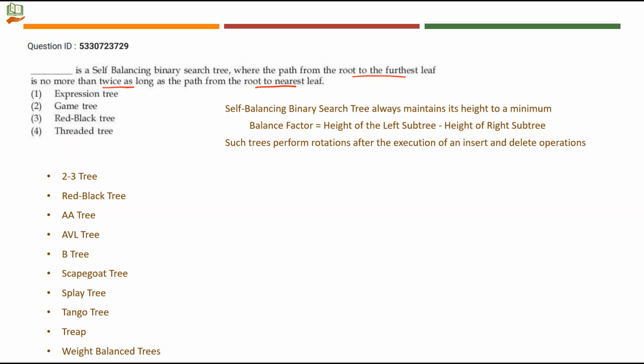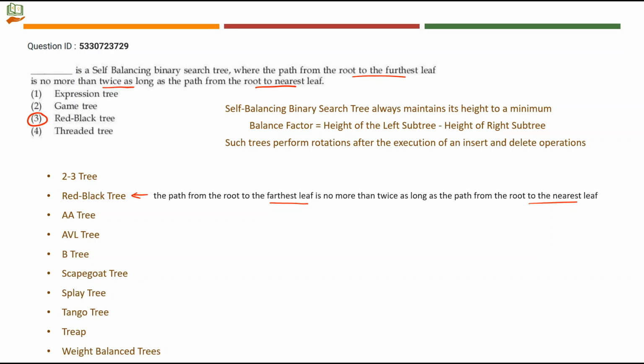So I would like to concentrate on a few trees here. For the red-black tree, we can say the path from the root to the farthest leaf is no more than twice as long as the path from the root to the nearest leaf. So this statement exactly belongs to the red-black tree, and we can mark option 3 as the right answer.